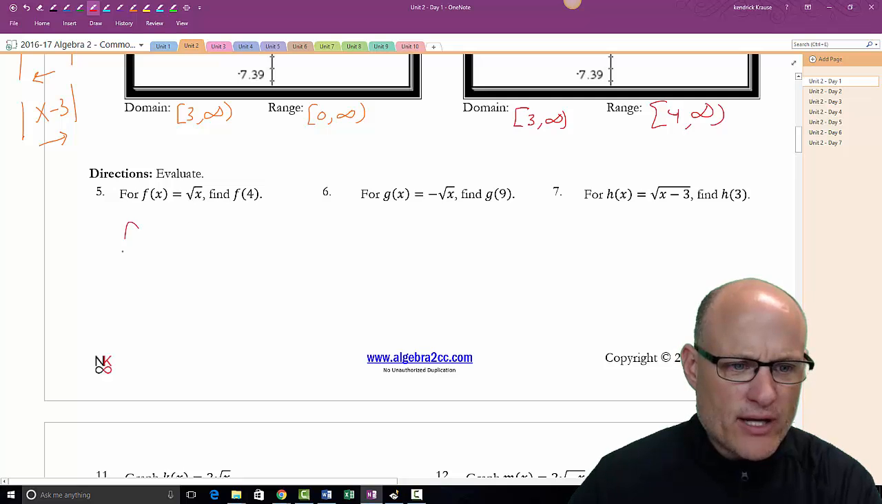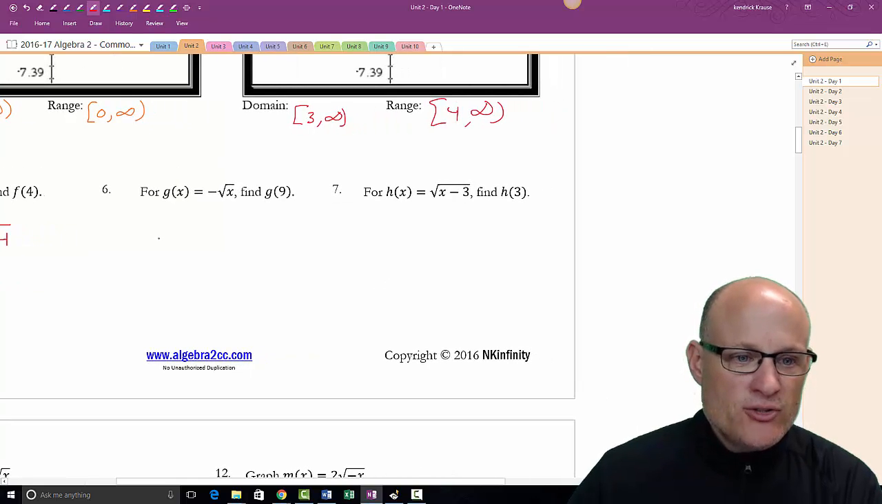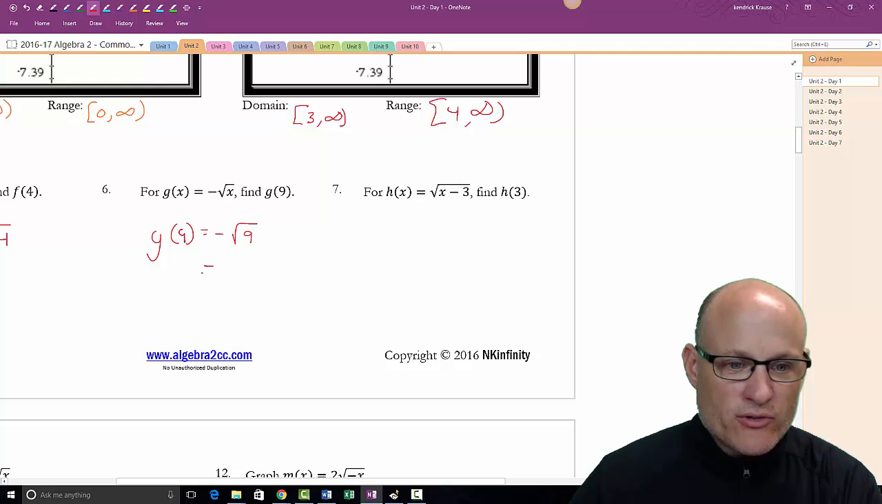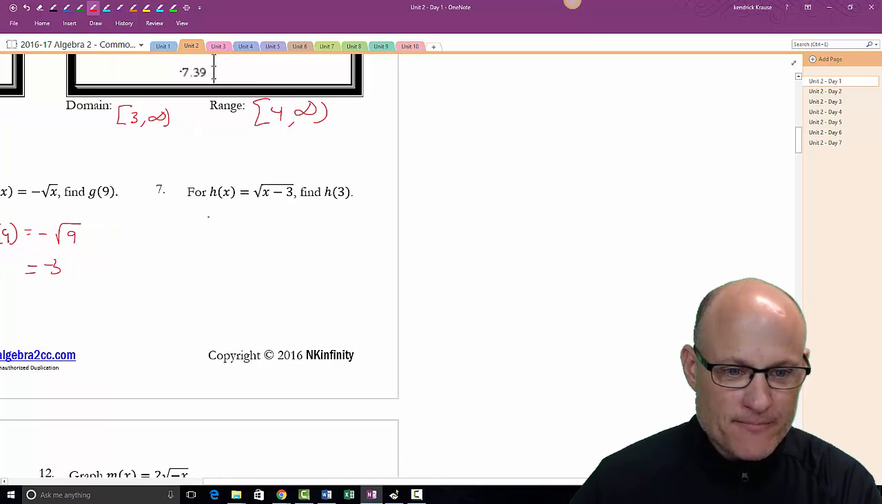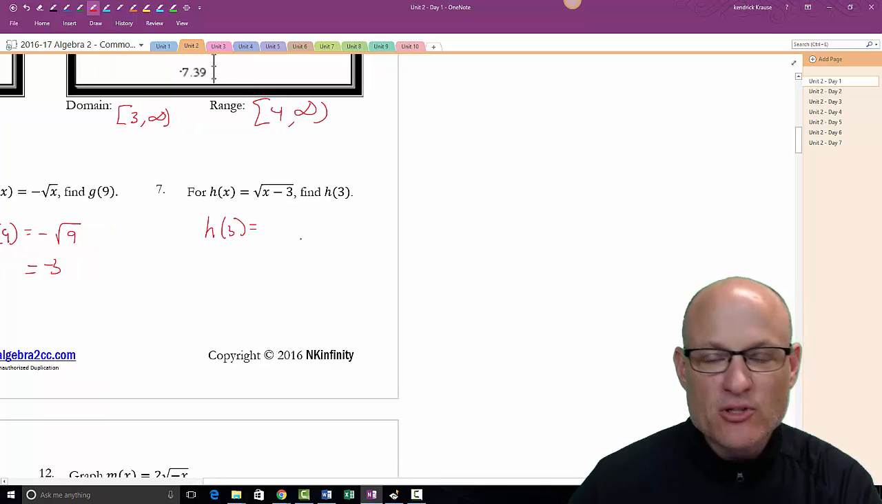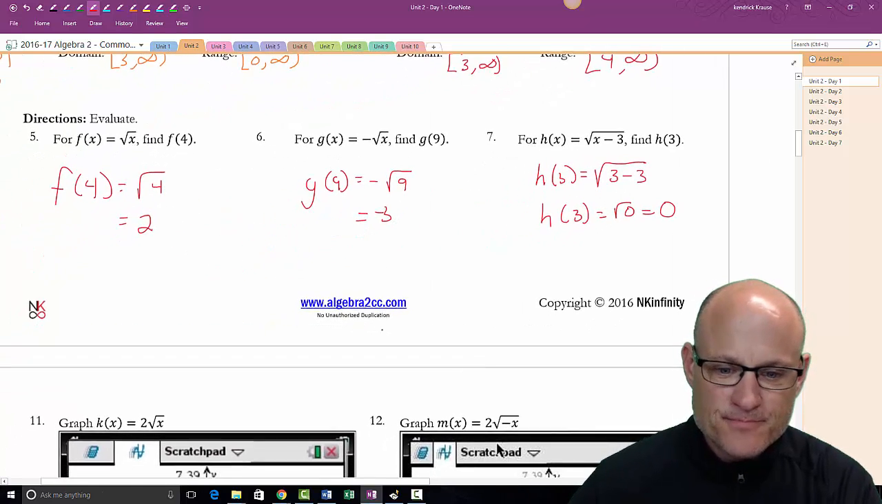Evaluate, why am I doing this? Okay, whatever. F of 4 is equal to the square root of 4, which is equal to 2. G of 9 is equal to the negative square root of 9, which is equal to negative 3. And this is some of the work we've already done. And H of 3, simple, all I'm doing here is, can you substitute in, can you use function notation properly, plug in the 3 for where it's got to go. H of 3 is equal to the square root of 0, which is just 0. All right.